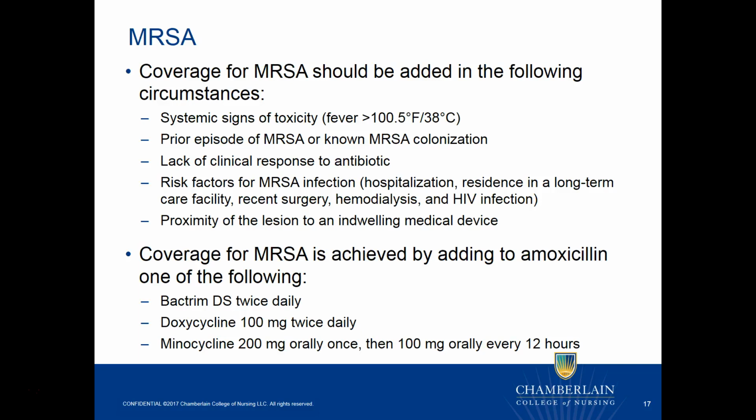The coverage for MRSA is achieved by adding to amoxicillin one of the following: Bactrim double strength twice daily, doxycycline 100 mg twice daily, minocycline 200 mg once daily, then 100 mg orally every 12 hours, or clindamycin. If clindamycin is used, no additional MRSA coverage is needed.